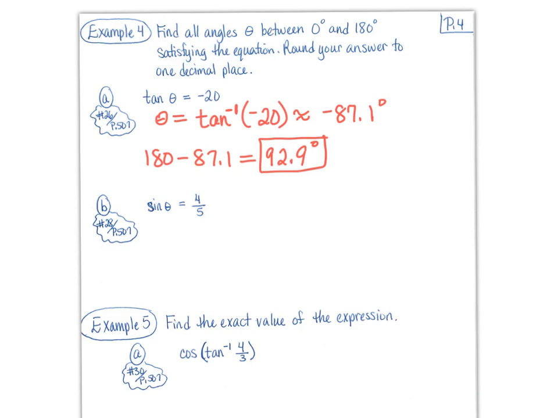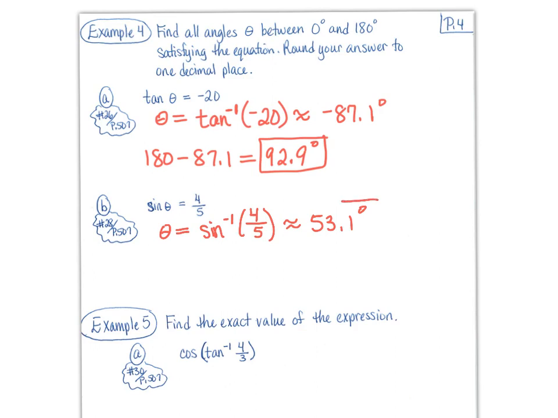Okay. Part B, you have sine of theta is equal to 4/5. What does that mean about theta? Theta equals inverse sine in parentheses 4/5, of 4/5. That's how you say it. Of 4/5, which equals 53.1. Approximately 53.1 degrees. Good.